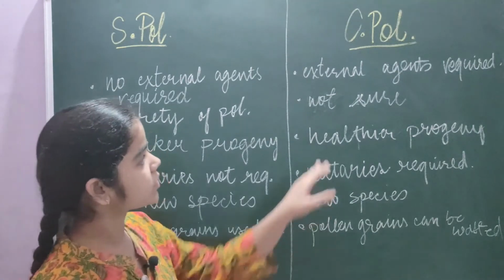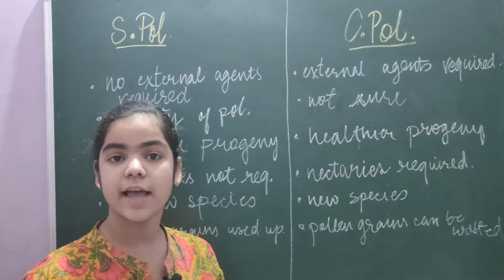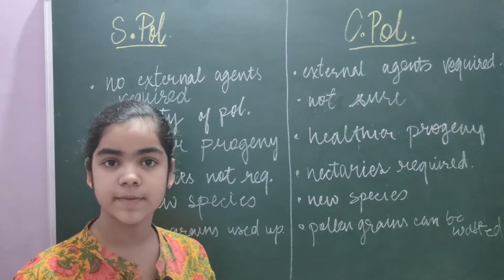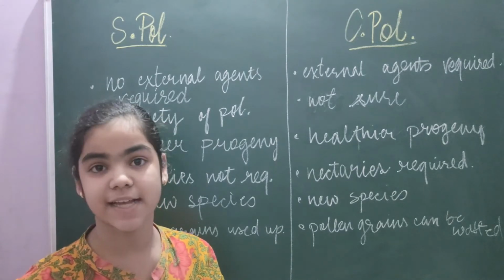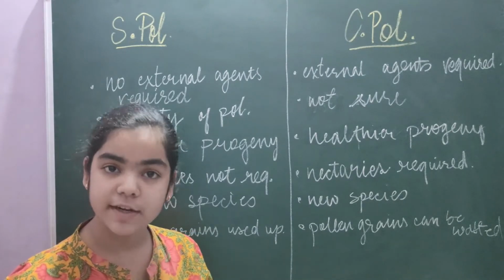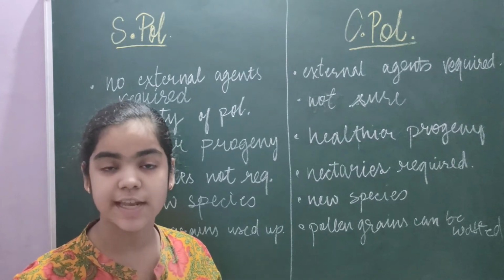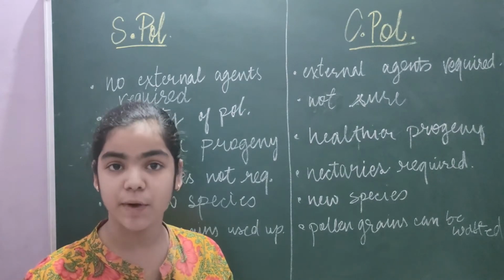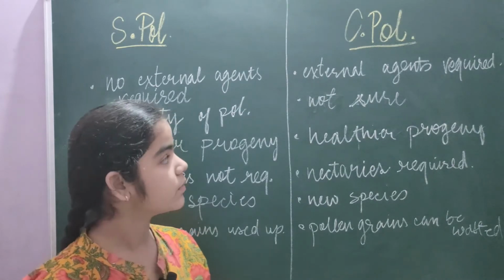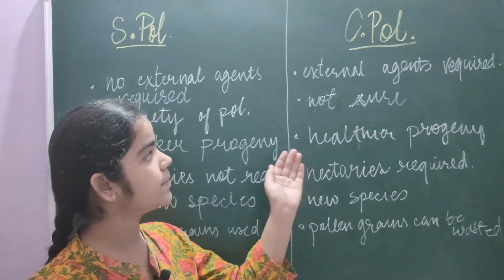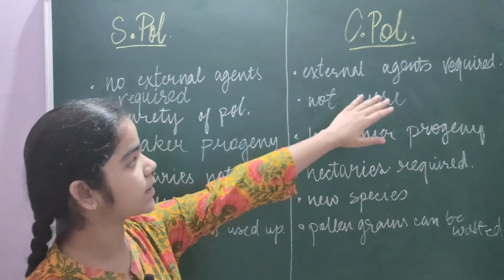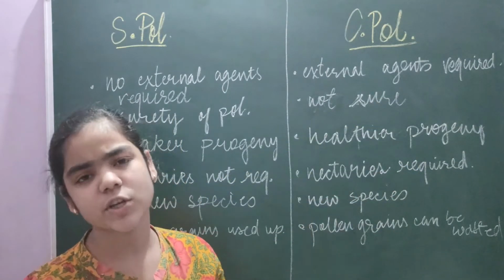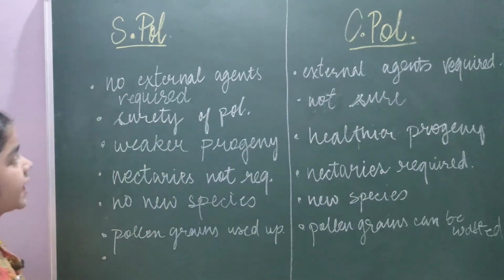When it comes to cross-pollination, external agents are required. There is importance of wind, animals, birds, insects, water. Not every flower is the same. They live in different conditions. Like the aquatic plants, they require water. When there is water, that will be an external agent, right? So that will work as an external agent. Simply, in cross-pollination, external agents are required.